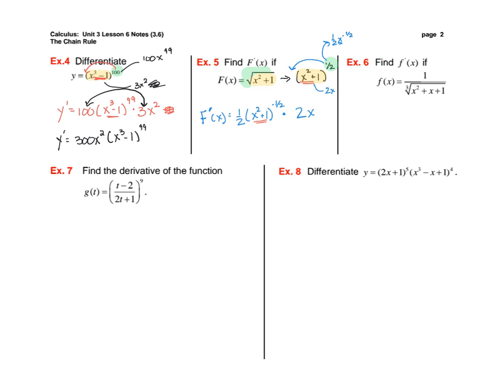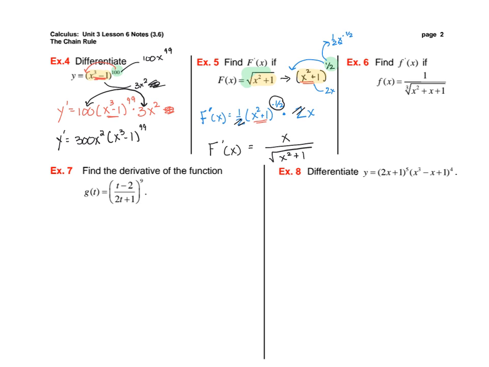If we were to write this, just cleaning it up a little bit here, the 2 and the 1/2 would cancel. This negative exponent would move to my denominator, and I would have x on the top and the square root of x squared plus 1 in the bottom. Remember, the square root comes from that negative 1/2 power.